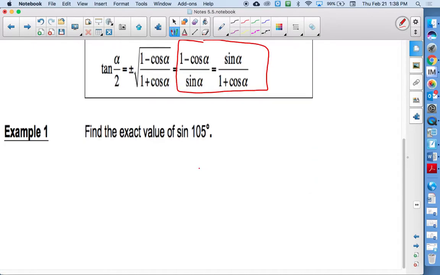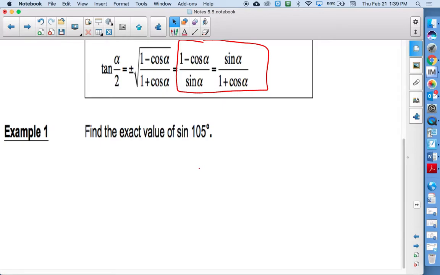So in the first example, it wants us to find the exact value of the sine of 105 degrees. Brandon, do you know what the sine of 105 degrees is on the unit circle? Not off the top of your head. Is it an angle that we have memorized in the unit circle? Probably not. So it is not one of the angles we have memorized on the unit circle.